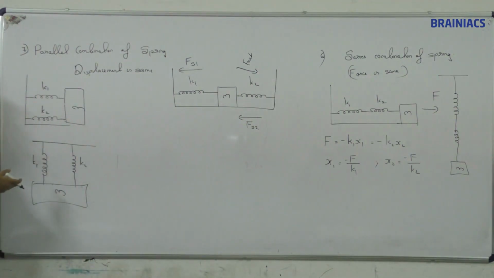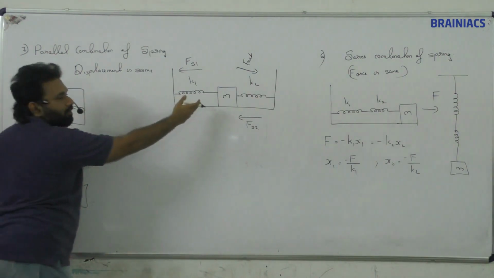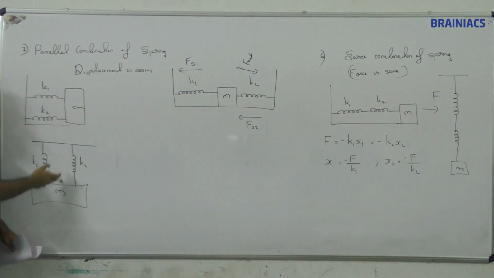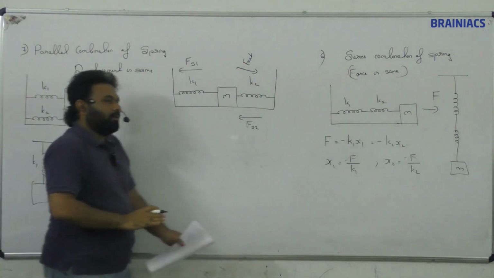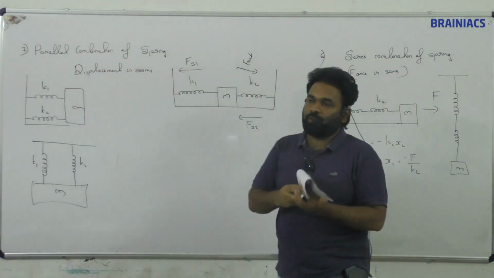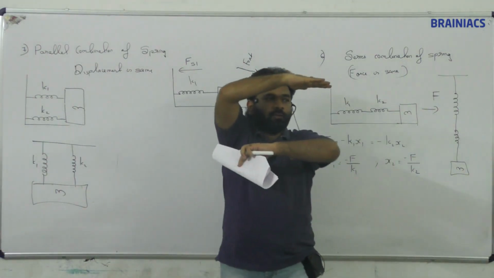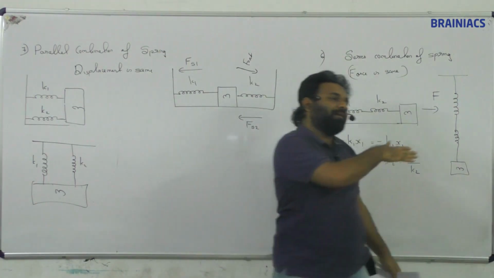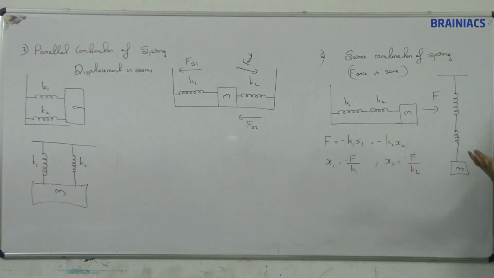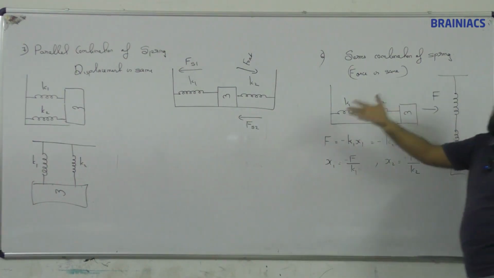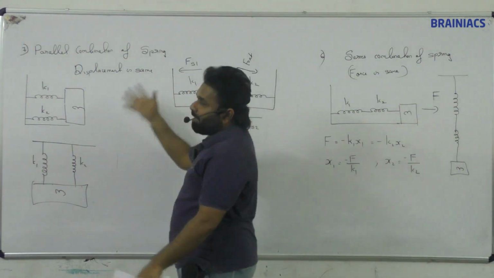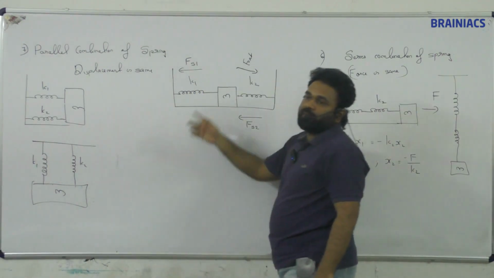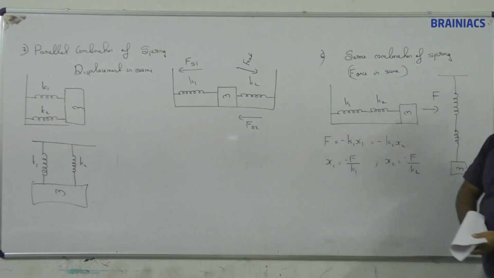Here also the restoring force is in the same direction. Displacement is the same. So like our resistors, whichever way they are drawn, if they are connected to the same terminals, they are parallel. Same way, same force, same direction of force, same displacement. That is the parallel combination. Clear?